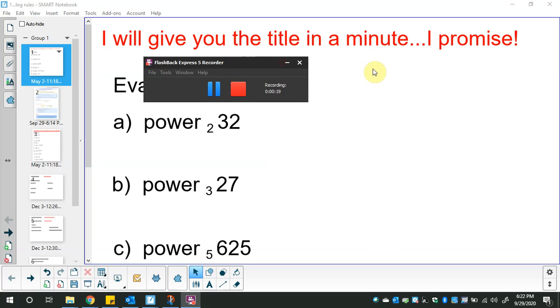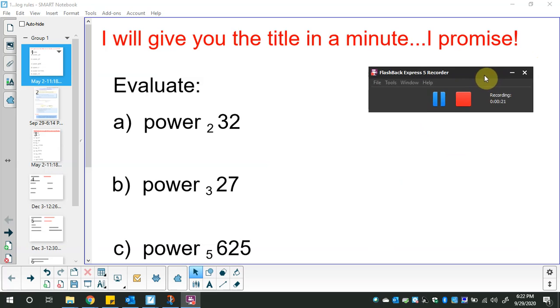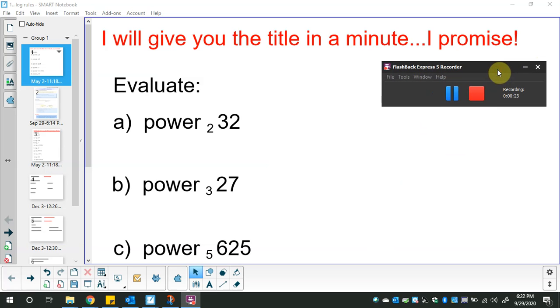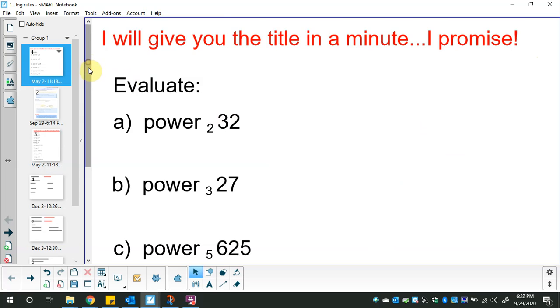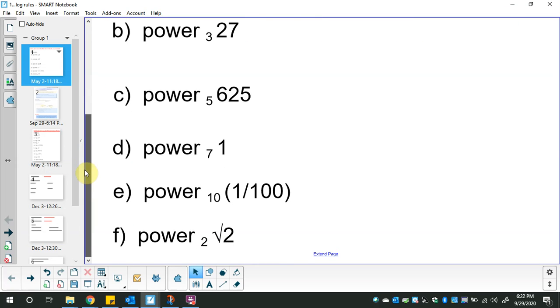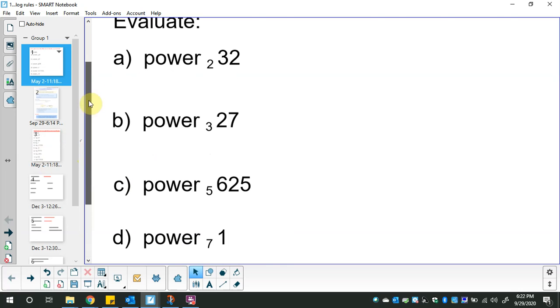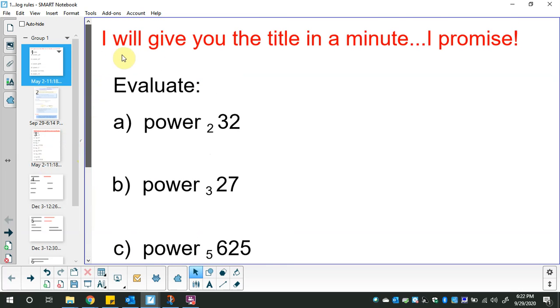Okay, time for the next unit. Now, this is a bit tricky because of the notation of it. So I'm going to fib to you for a little bit with this particular slide, and then we'll come back and take a look at it again properly. Feel free to write this down or not, and I will give you the title in a minute, I promise.